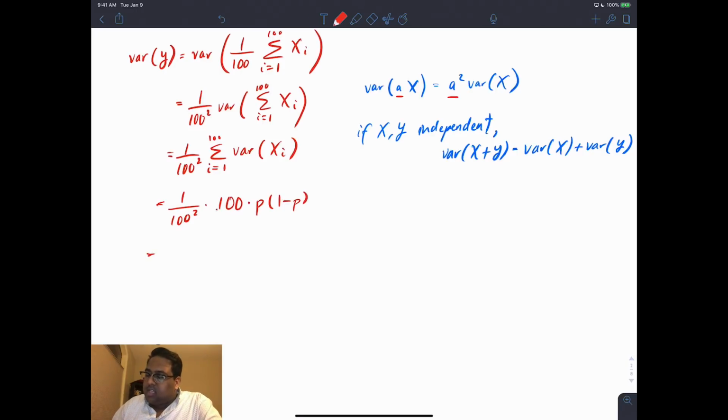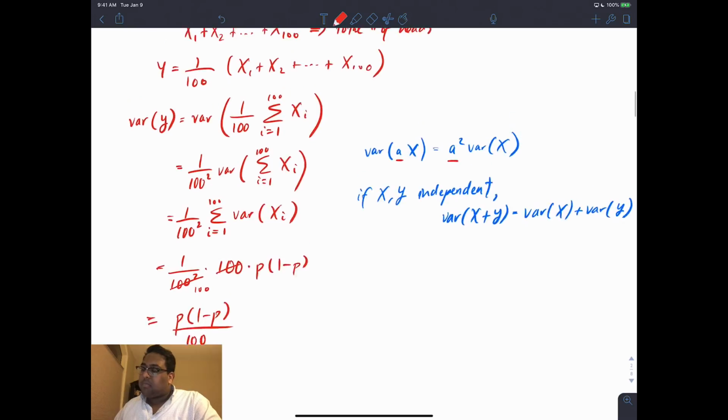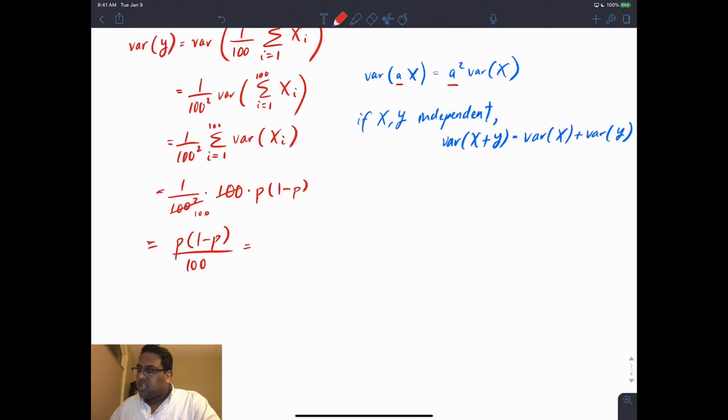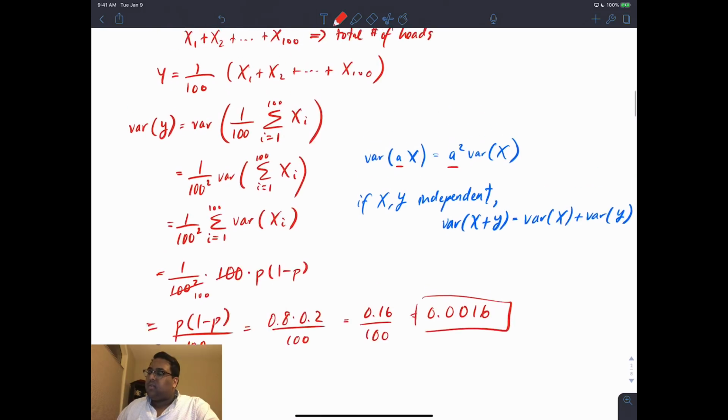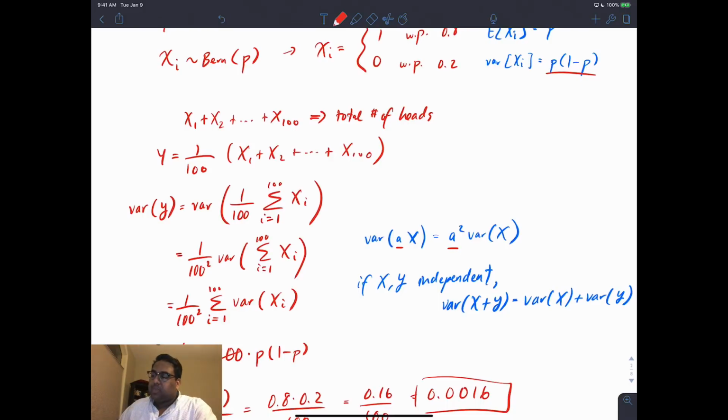You notice the 100 in the numerator and denominator cancel out. Before we had a 100 squared, so now it's just 1 over 100. So we have p times 1 minus p over 100. But remember, p was just 0.8. So this is really 0.8 times 0.2 over 100, which is 0.16 over 100, which is 0.0016. So that's the variance of y, where y is the proportion of flips that were heads.